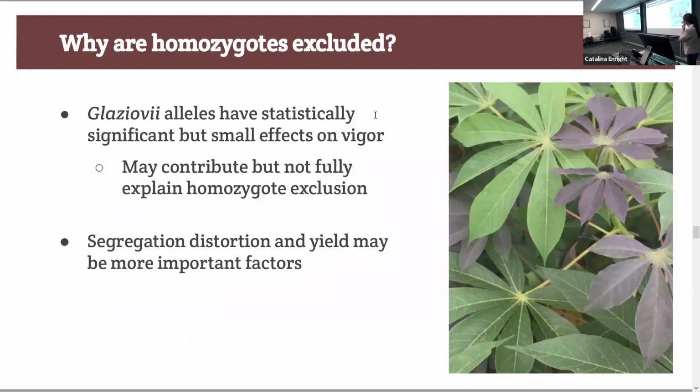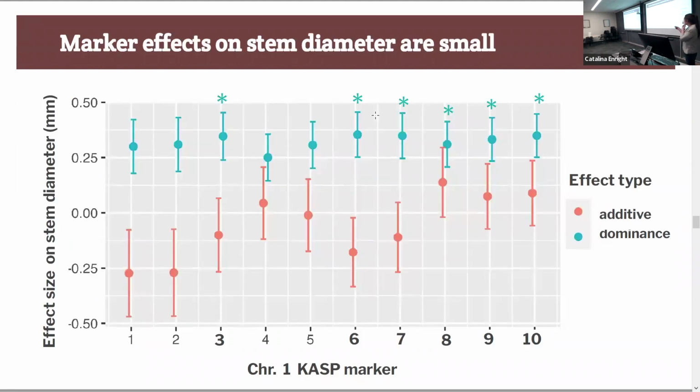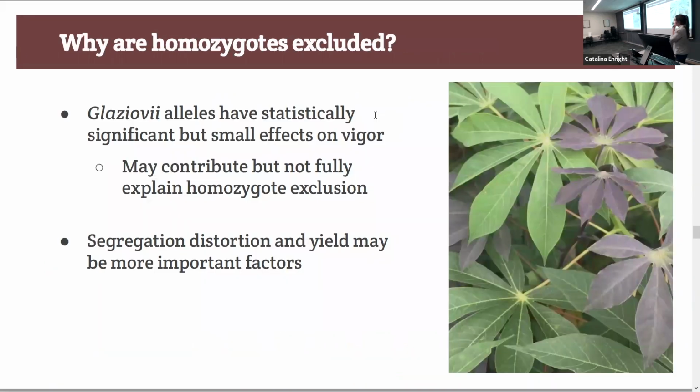So returning to this question, why are introgressed homozygotes excluded from advanced trials? It looks like glaziovii alleles have statistically significant but quite small effects on vigor. Going back to this, you can see that all the effect sizes are between 0.25 and 0.5 millimeters, so it's quite a small difference in stem diameter. It seems like that could be contributing a small amount, but it's definitely not fully explaining why we almost never see homozygous introgressed individuals in later stages. So I'm thinking that the segregation distortion we observed, as well as possible impacts on yield, may be more important factors in explaining the negative effects of homozygosity in the introgression.